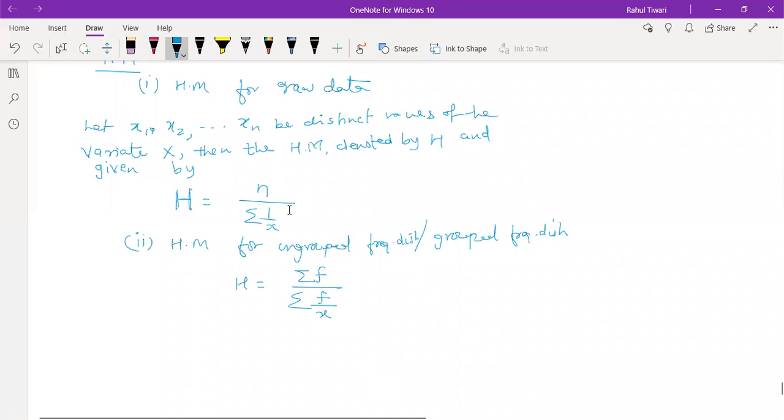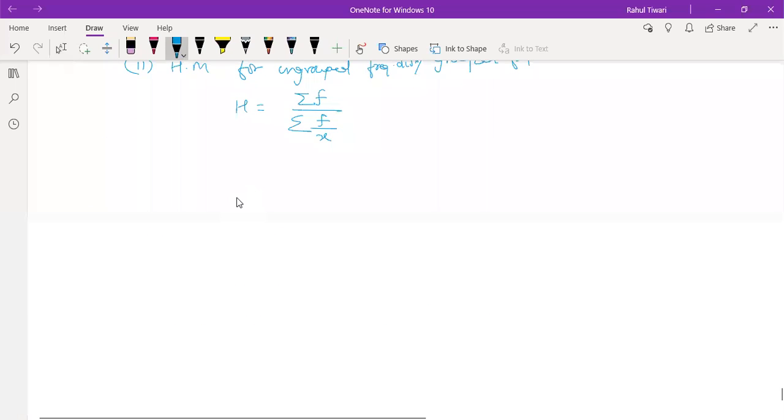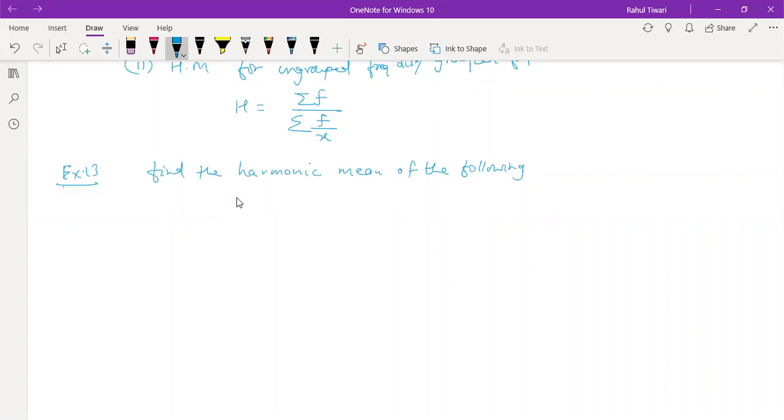Let's do the problem based on this. Problem number 12 is done. Let's go to problem number 13. Example number 13. Take down. Find the harmonic mean of the following data. Of the following values or following data, no problem, both have the same meaning.